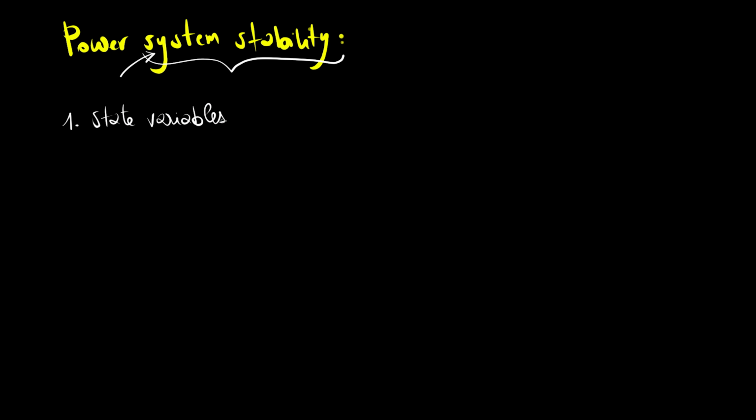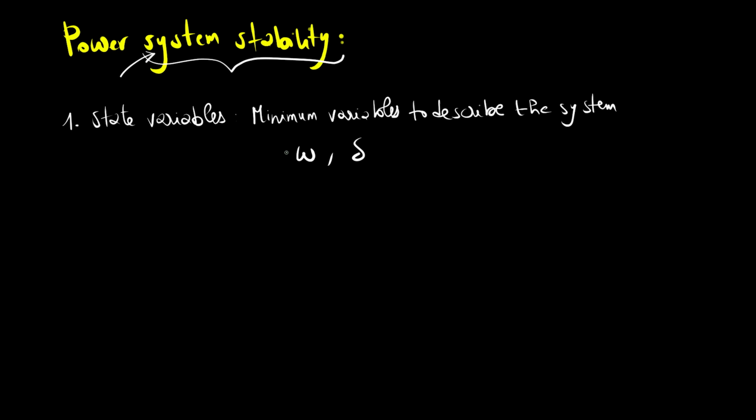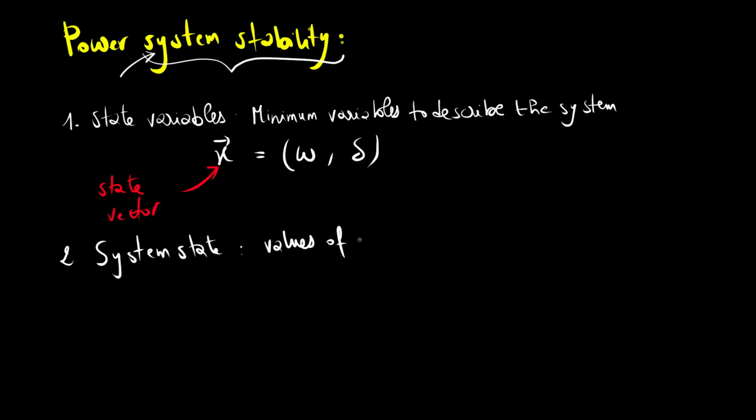First, state variables are the smallest set of variables needed to fully describe the behavior of a system. In a power system, this could include the rotor's rotational speed and its angle. A collection of these variables forms what's called the state vector. The system state refers to the values of these variables at a specific moment in time.